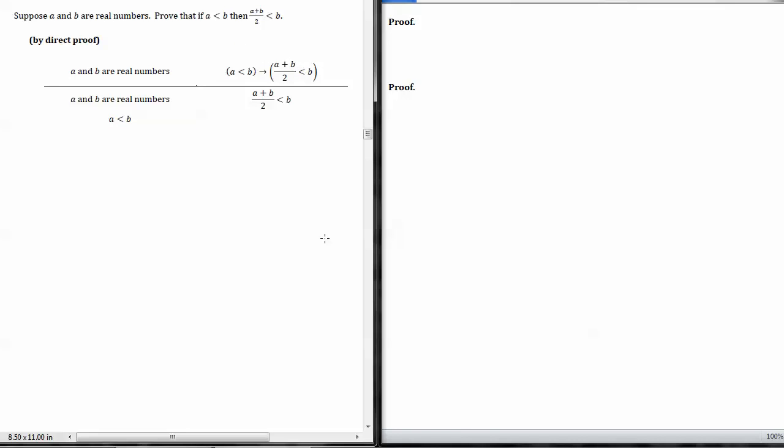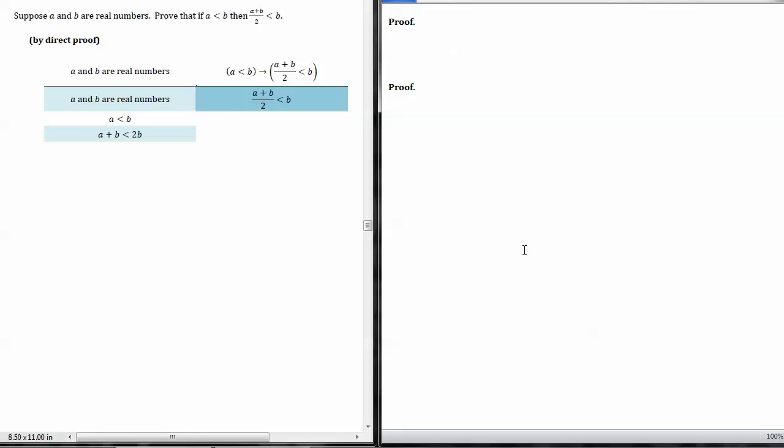Bring down our other given. And now we somehow have to get from this inequality over to that one. And it looks like adding B to each side would be a good first step. And we can do that since A and B are real numbers. If the first inequality is true, then the second one is as well. And then to get to the end, we just have to divide each side by 2. Okay. So that finishes up the logic.